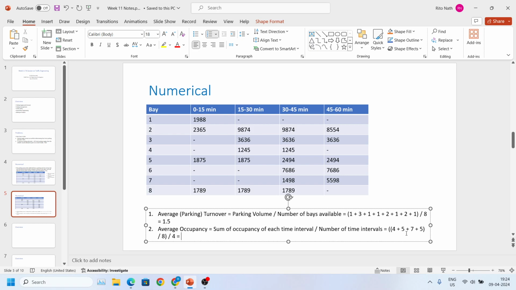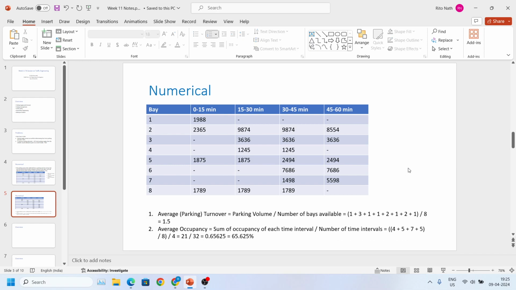So this is 4 plus 5, 9 plus 7, 16 plus 5, 21, divided by 8 times 4, which is 32. So that would be your answer, 21 by 32, which comes out to be, I think, 0.65625, or you can write it as 65.625%. So that's your average occupancy. I hope this is clear.